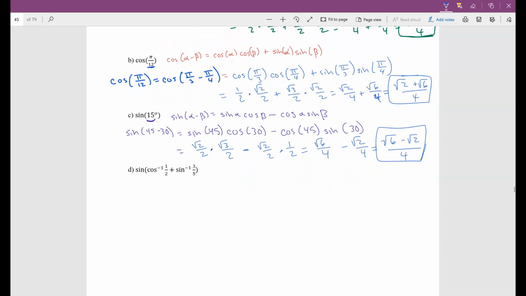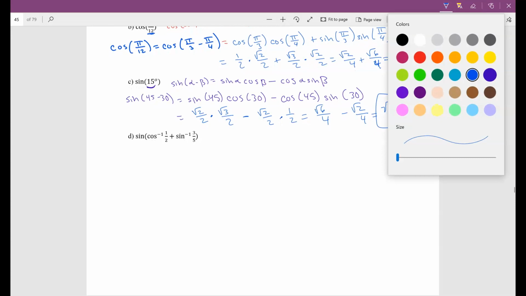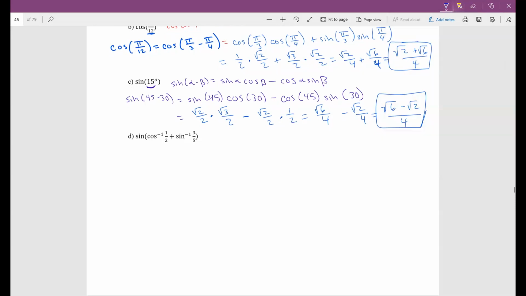Okay, so now we're going to do this last problem. Now this problem can be a little tricky, so we have to tap into what we know about inverses. Notice that inverse functions give you an angle, and notice how you have two different inverses, so you're going to have two angles. So I'm going to say that this guy right here is going to be alpha, and then the other guy, I'm just going to make equal to beta.